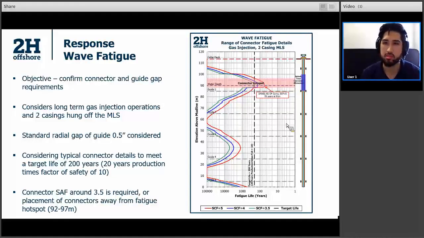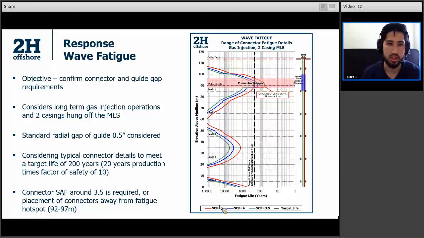And what we can see in terms of the response here is that we get a hotspot in this splash zone area, where we've got our most corrosion. For this particular study, we're looking at a 200-year target life, so that's 20 years of production of gas injection or whatever, times a factor of safety of 10. The graph here shows fatigue lives on the bottom and different values of stress concentration factors, which are representative of different types of connectors.